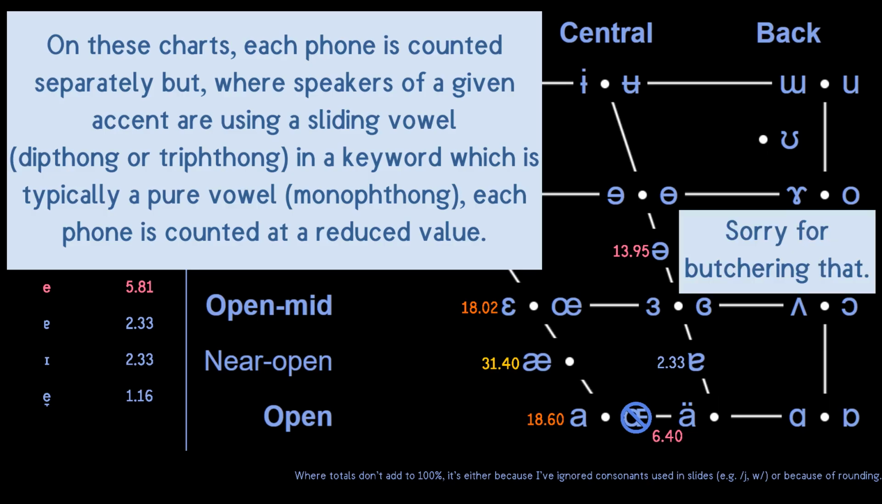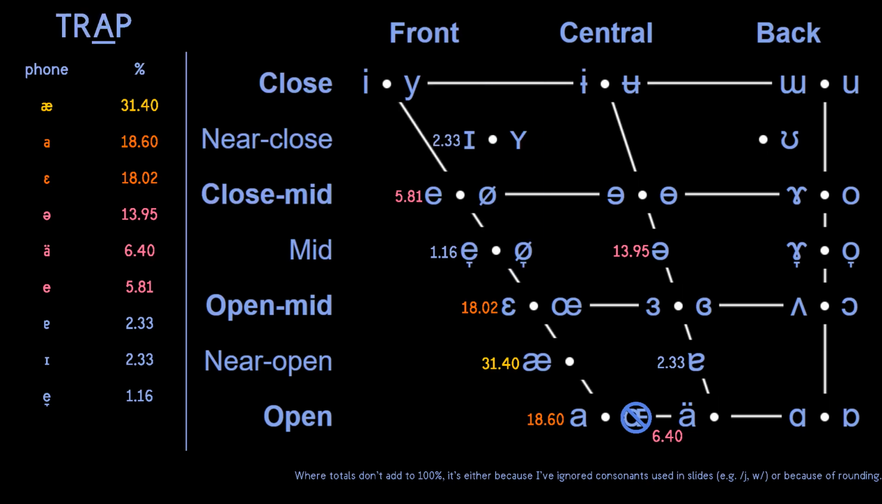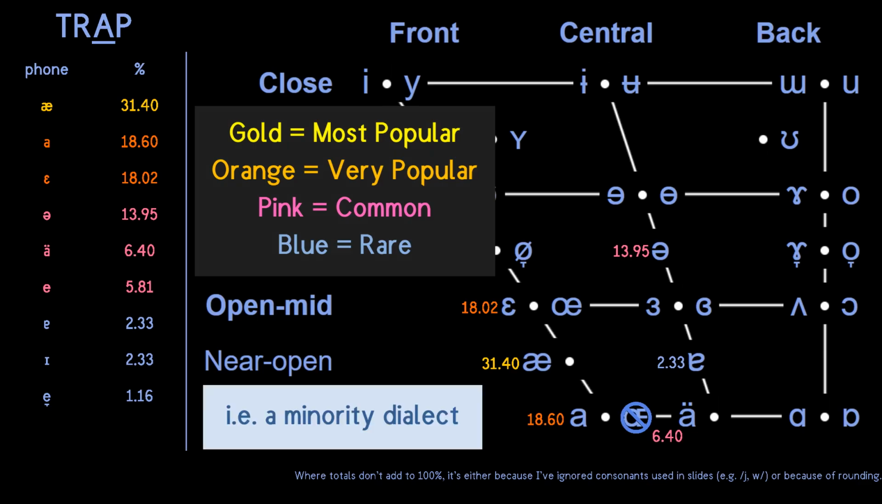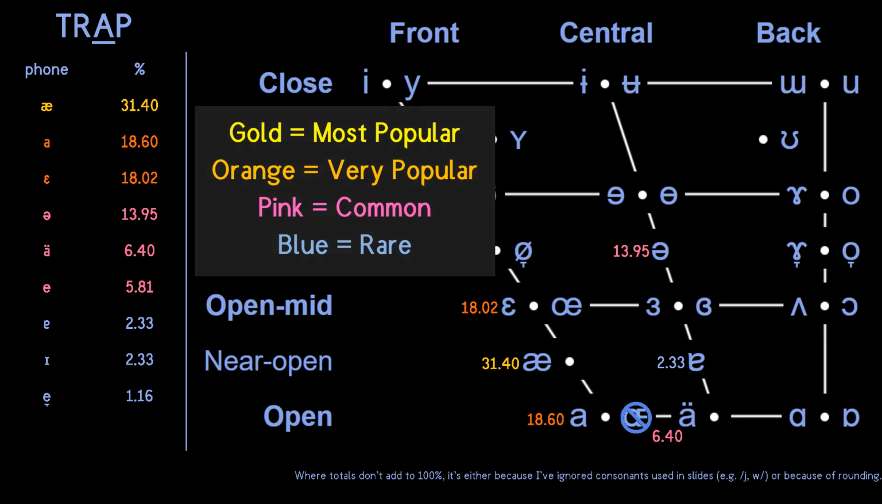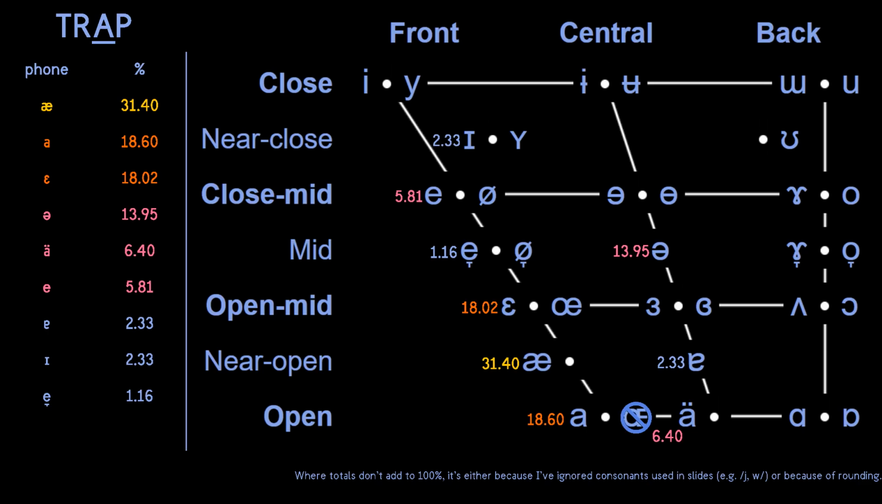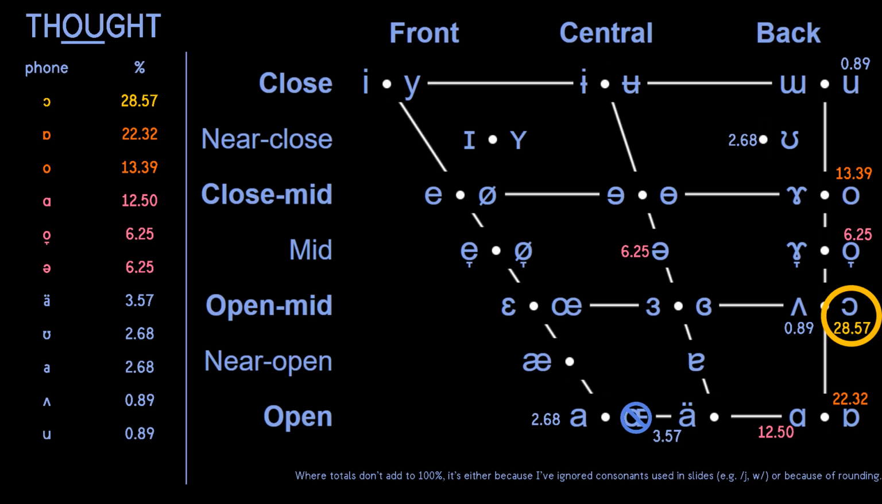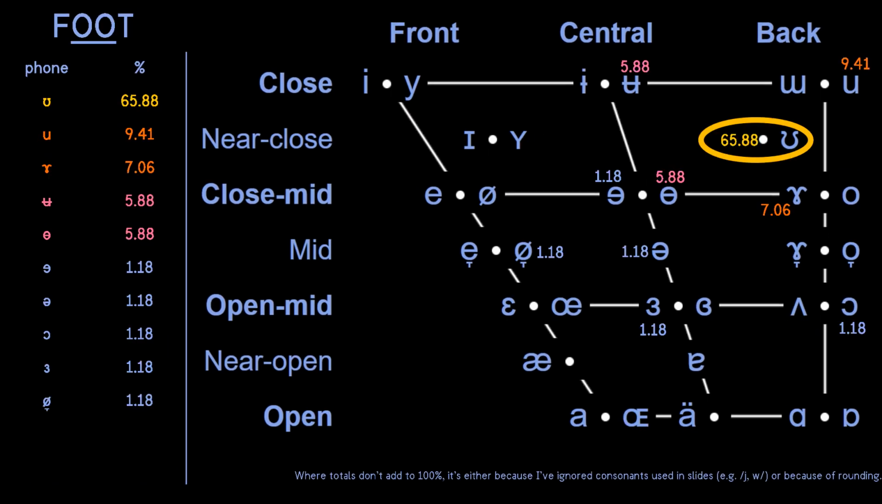Trap. It's for this sort of reason that I've color-coded the results. Whichever phone ranks as the most popular choice for a set is always gold. Second and third are orange, then any others scoring over 5% are pink, anything under 5% is blue, which generally represents a localized variation. As we go through the keywords, keep your eye on how the golden number moves around the vowel space. That will help you understand how certain words end up merging in different directions in different dialects.